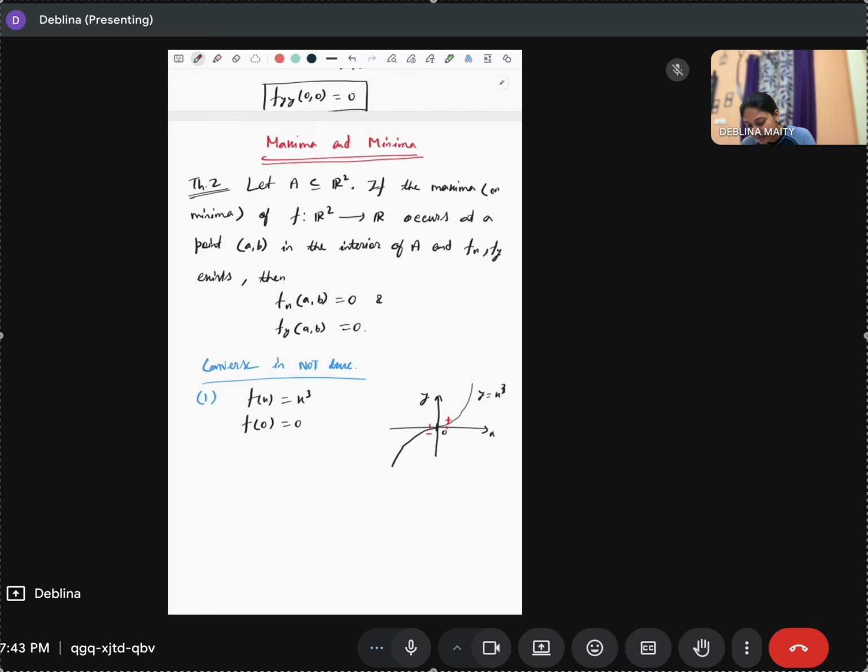So you see that here f dash 0 is 0, right? But 0 is not a local maxima or local minima, right?